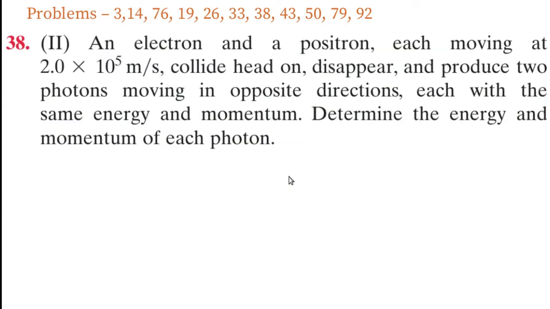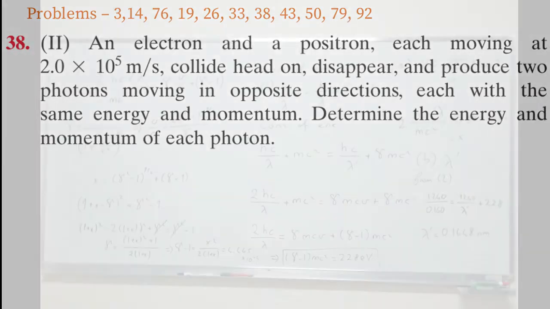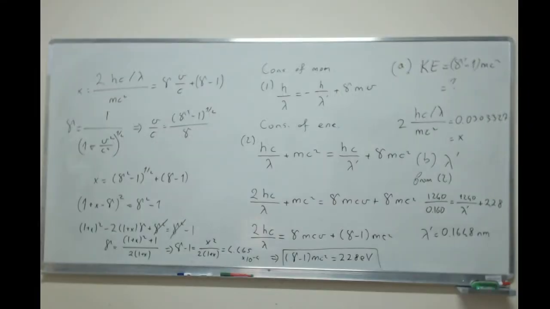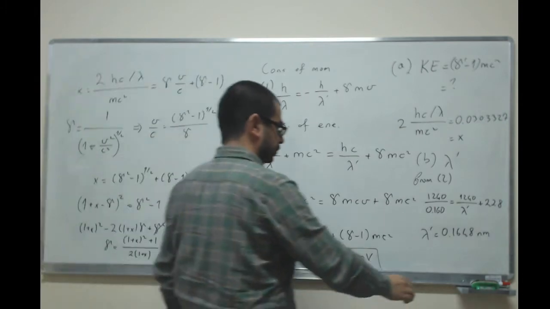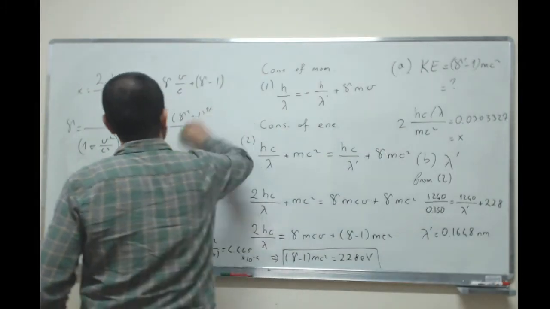So problem 38 is an electron and a positron, each moving at 2 times 10 to 5 meters per second, collide head-on, disappear, and produce 2 photons moving in opposite directions, each with the same energy and momentum. Determine the energy and momentum of each photon. Okay. So this is a pair annihilation. We have a pair of electron and anti-electron, positron, and they annihilate each other and produce 2 photons. Let's take a look at this.